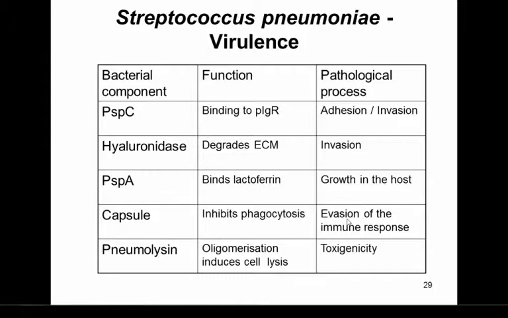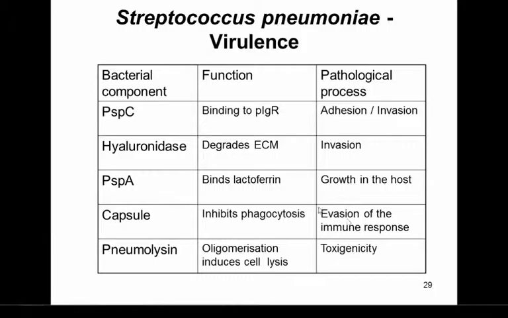So once it gets down here, the bacteria are going to find themselves in the extracellular matrix. And they're going to degrade it by using hyaluronidase. They'll secrete this enzyme, which will degrade the extracellular matrix, and that will allow bacteria to grow. So: adhesion, invasion, colonization.